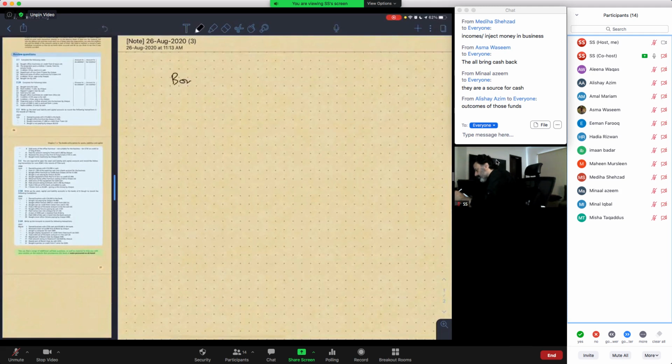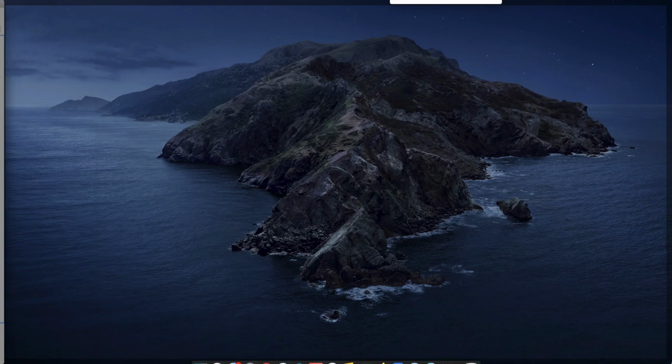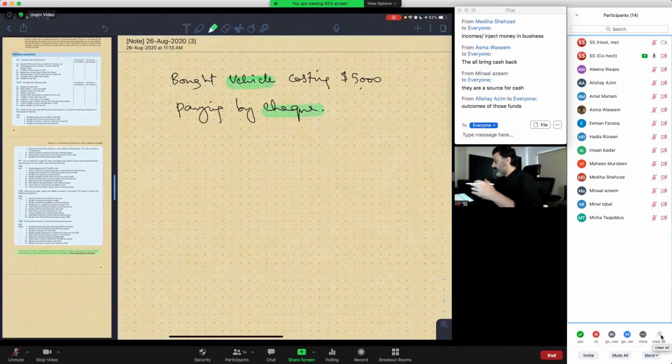Bought, say, stationery. No, let's not bring expenses right now. Bought a vehicle costing $5,000, paying by check. So we can see there are two significant parts of this transaction: the vehicle and the check, right? We can see the duality principle in action here. We can see the debit and credit.